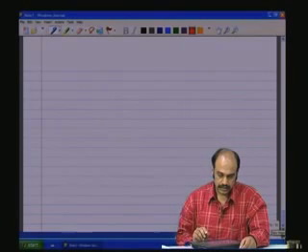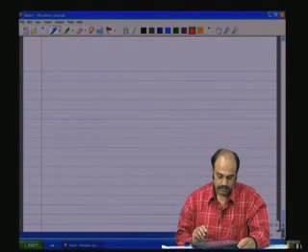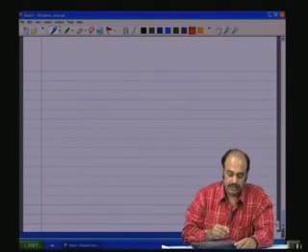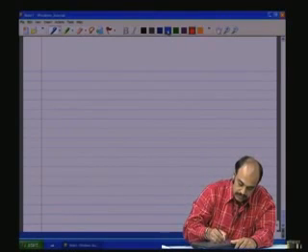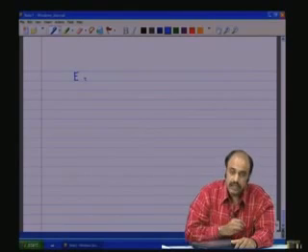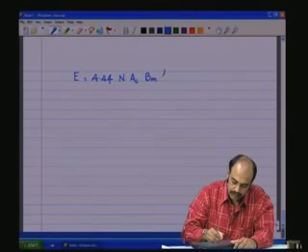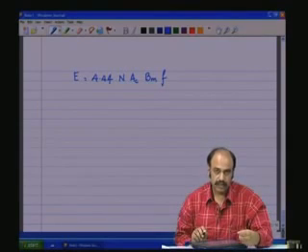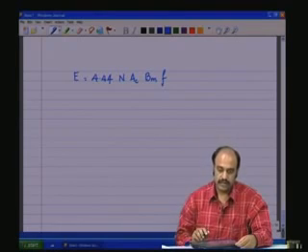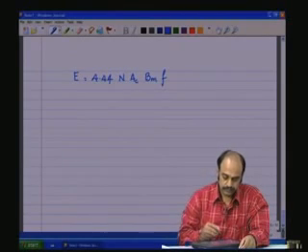Now, there is one more important deduction that we could do from the already known formula that we have, and that is E, which is equal to 4.44 N AC BM into F. This is the standard formula, the voltage induced formula that we have derived for sinusoidal excitations for a transformer based on the Faraday law of electromagnetics.